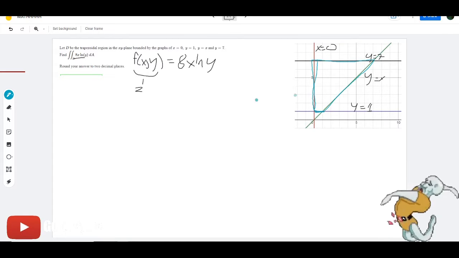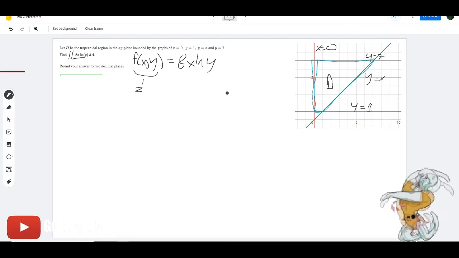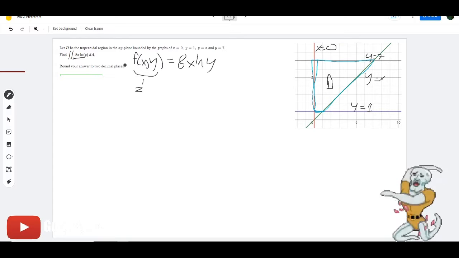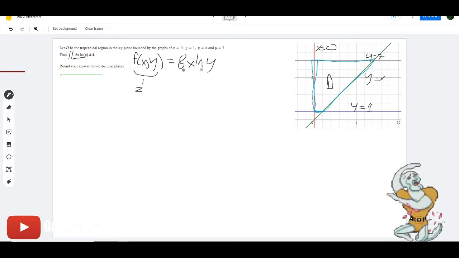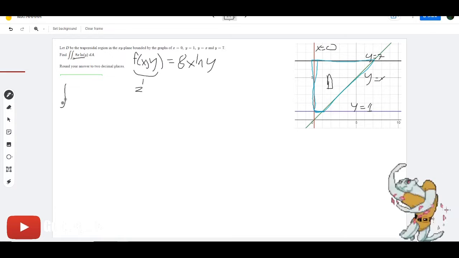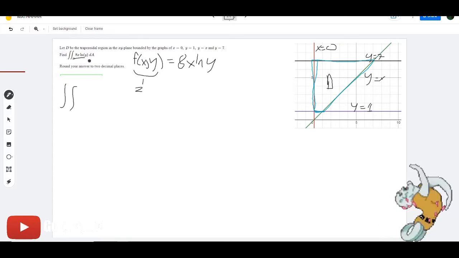So this region right here, D, is what our surface is going over, and we need to find the volume underneath the surface and above the positive z plane. So we take the double integral with respect to the domain, or region D, and with respect to area.